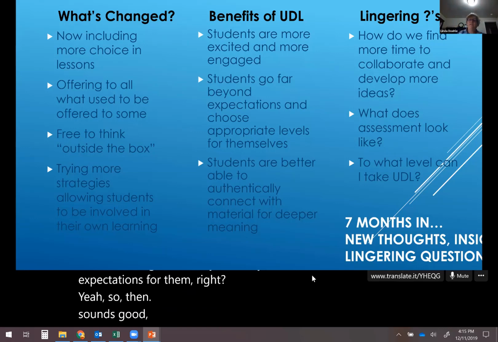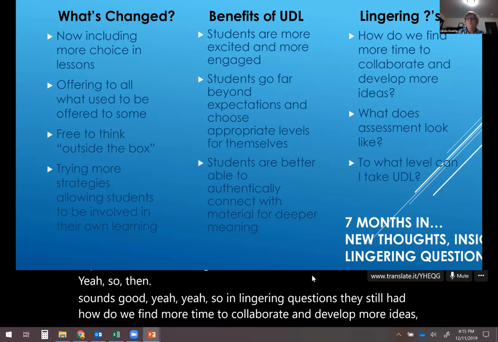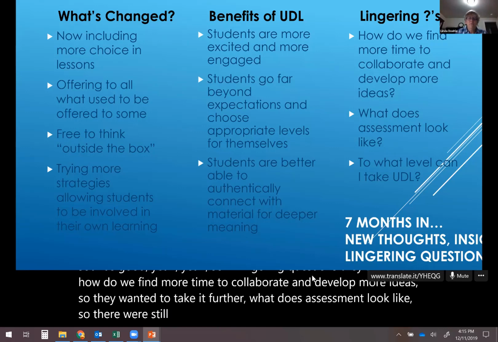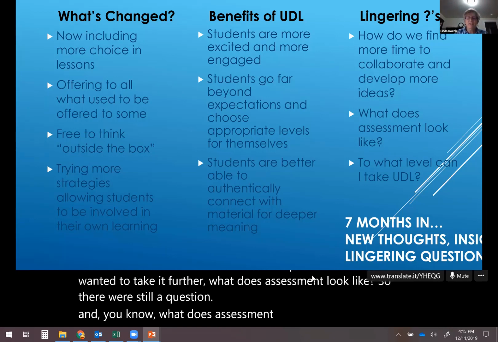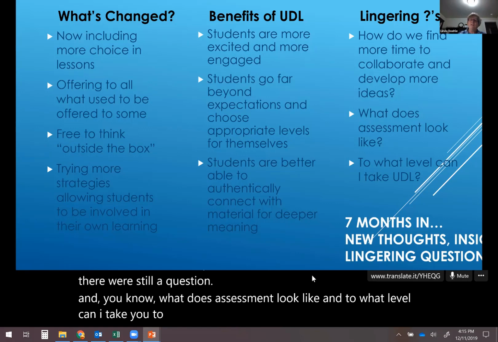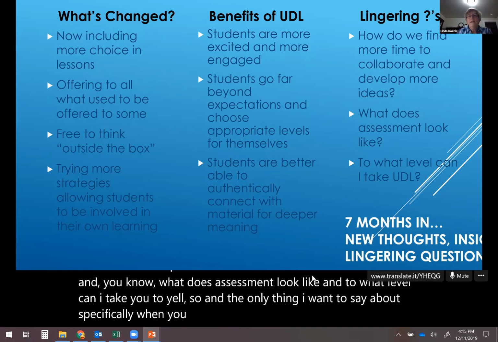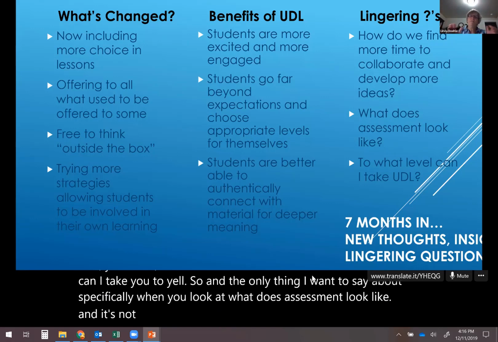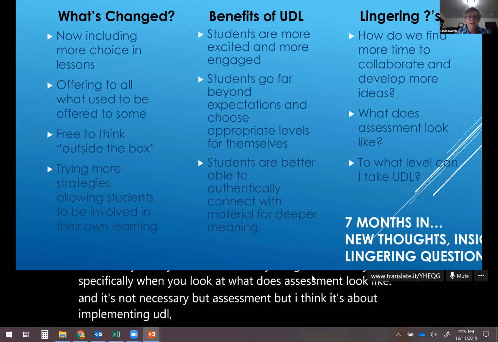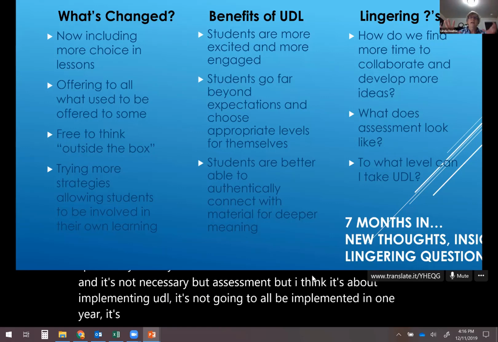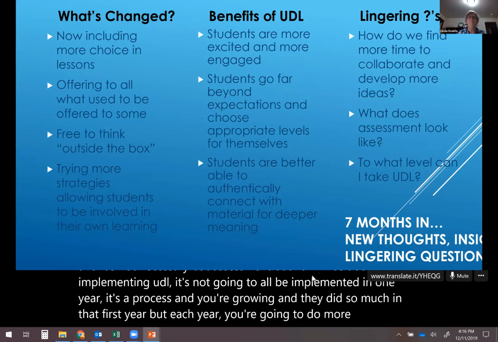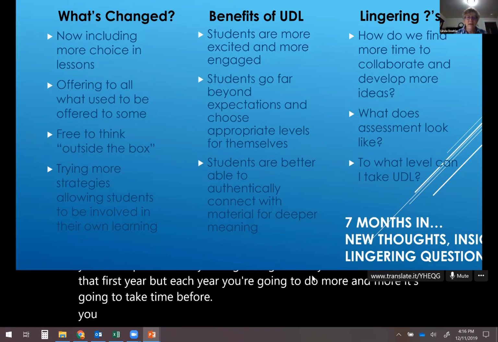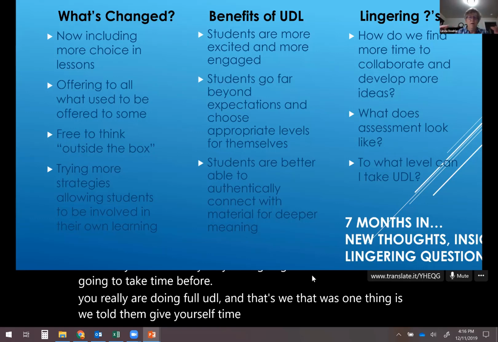Yeah. So, the lingering questions they still had: How do we find more time to collaborate and develop more ideas? So they wanted to take it further. What does assessment look like? And to what level can I take UDL? The only thing I want to say is that it's not necessarily about assessment, but about implementing UDL. It's not going to all be implemented in 1 year. It's a process, and you're growing. They did so much in that first year, but each year you're going to do more and more. It's going to take time before you really are doing full UDL. And that was one of the things we told them: give yourself time, give yourself grace. Don't expect it all in 1 year.